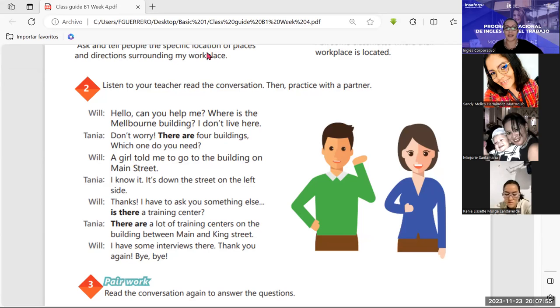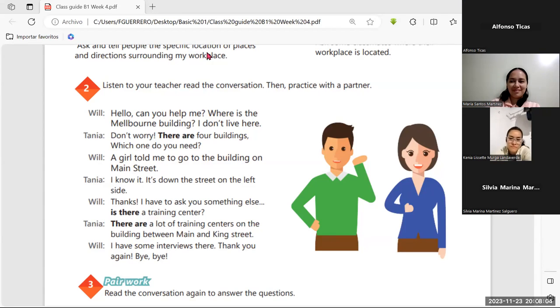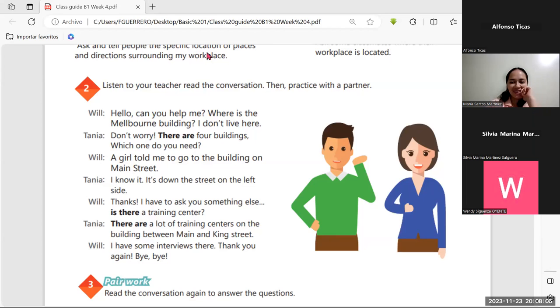Quisiera saber si hay dos más. Two more volunteers, please, to role play. I have Alfonso and I have María. Vamos a empezar con Alfonso y María. Alfonso, you can start.